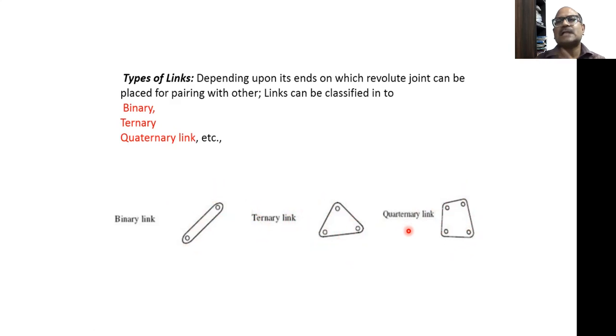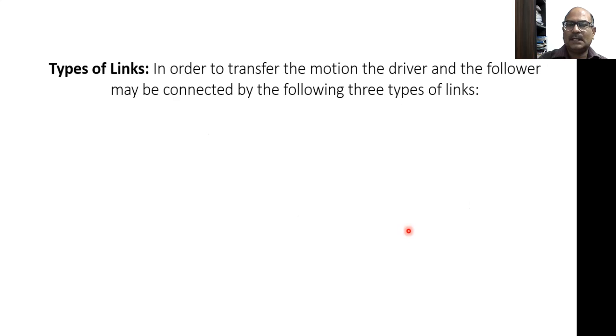So in a machine or in any object, these kinds of links and joints are available so that the particular object can move forward or change its position on application of force. The types of links: in order to transfer the motion, the driver and the follower may be connected by the following three types of links. Rigid link, flexible link, and fluid link.